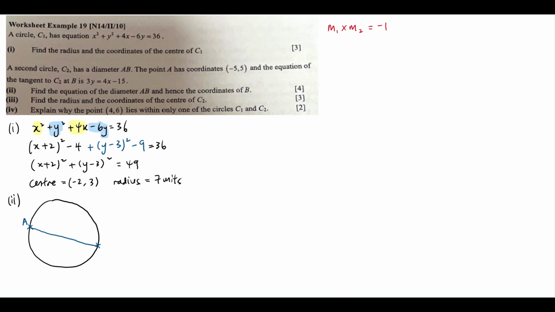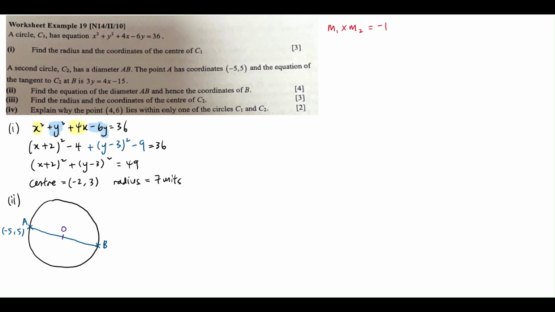but it may not be the same. Okay, so right now the coordinates of A are given to you to be (-5, 5). Coordinates of B are unknown, but one thing I know is that AB is a diameter, and I know that the midpoint must definitely be the center of circle C2. I'll just call it point O.